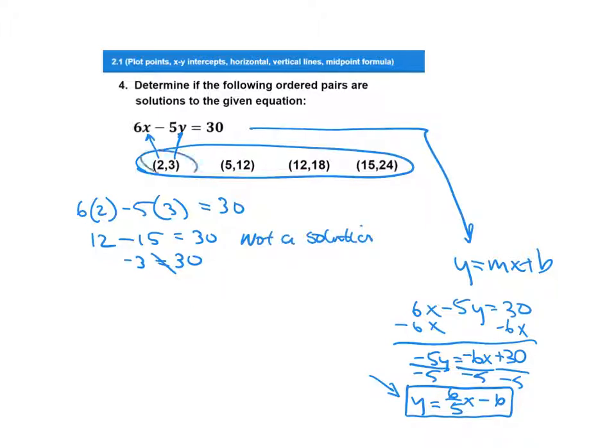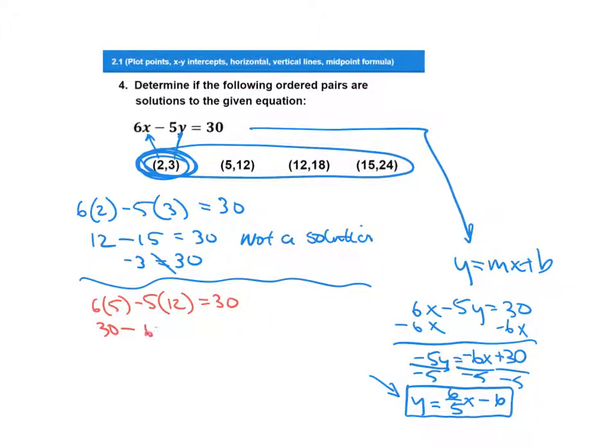All that means is 2, 3 is not on that line. What about 5, 12? Well, 6 times 5 minus 5 times 12. So 6 times 5 is 30. 5 times 12 is 60. You get negative 30 equals 30, and that's another one that's not a solution. Just means that 5, 12 would not be found on the line.